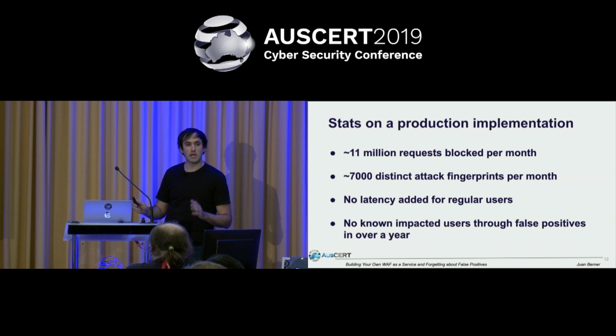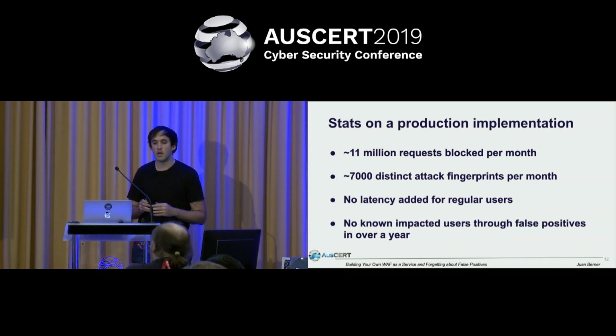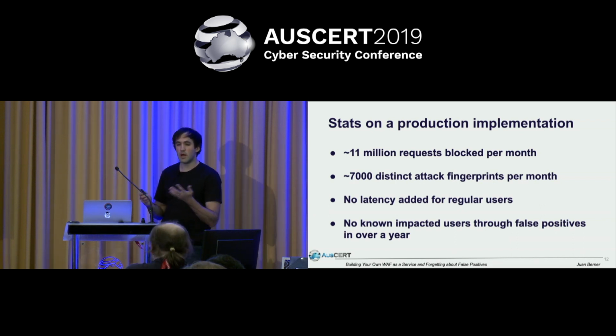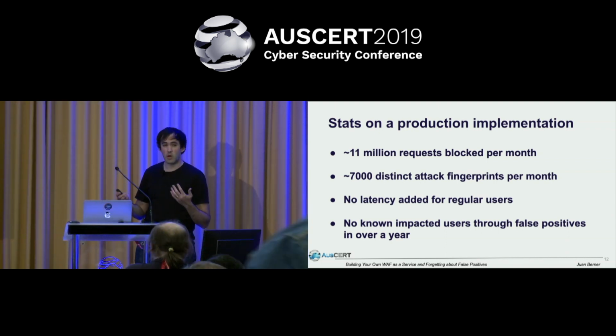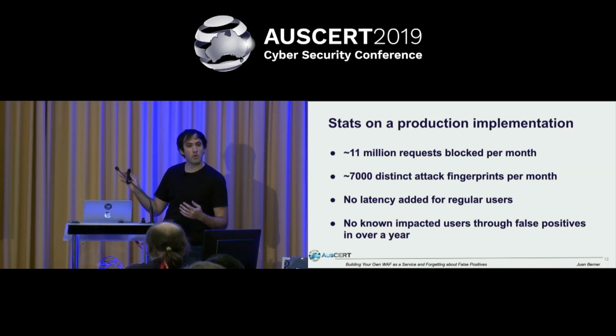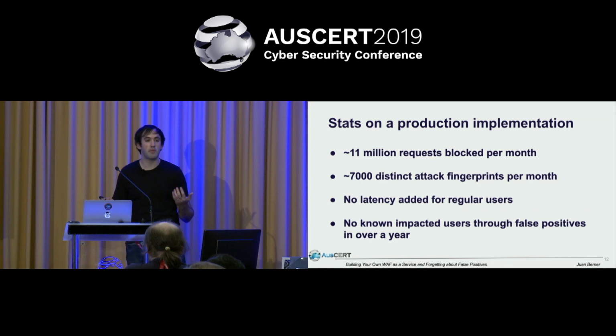So just some stats on this architecture. We block about 11 million requests per month. 7,000 distinct fingerprints. I will explain a bit more what a fingerprint means afterwards. And no added latency for regular users, and no known impact of false positives.